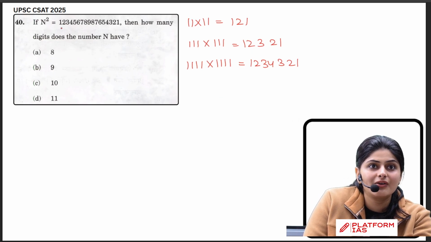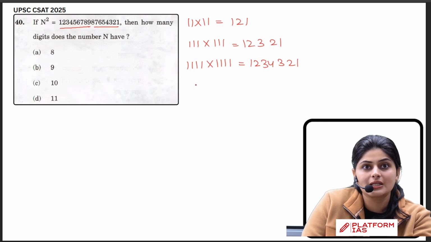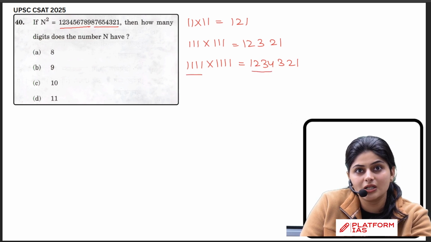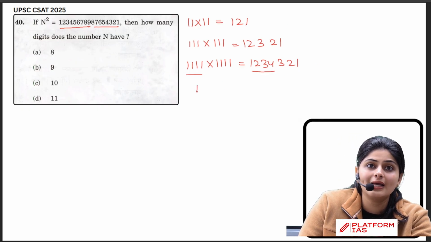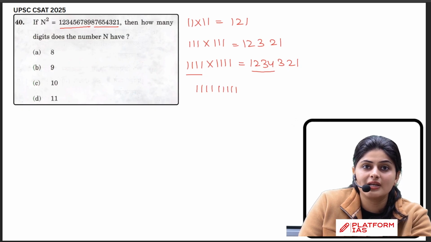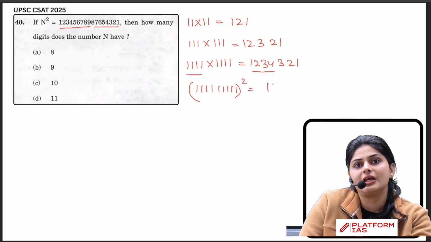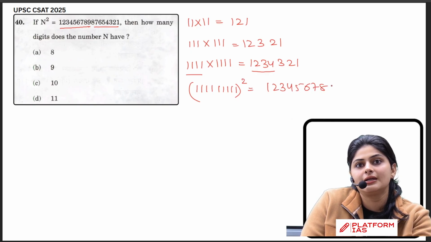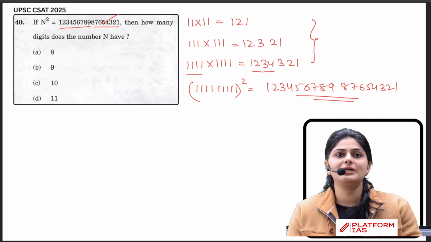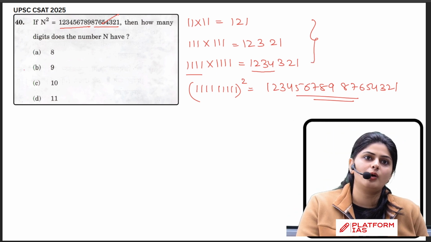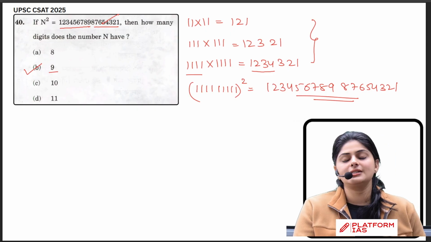So read the question carefully. We have 1, 2, 3, 4, 5, 6, 7, 8, 9, and then backwards. If we had 4, we were counting till 1, 2, 3, 4, and then backwards. So using this pattern, if we have 1 nine times and we multiply with itself, then we will get 12345678987654321, the number given in the question. So this pattern is very important. Please do remember this pattern. Your answer will be option number B, that is 9 digits are there in the number n.